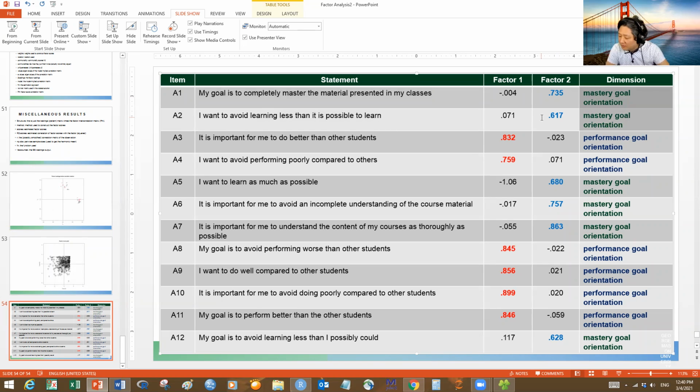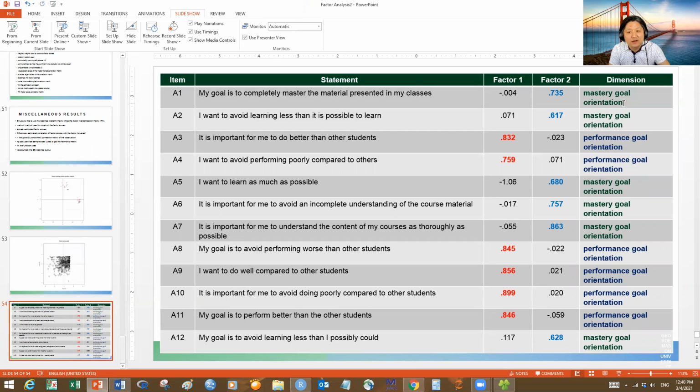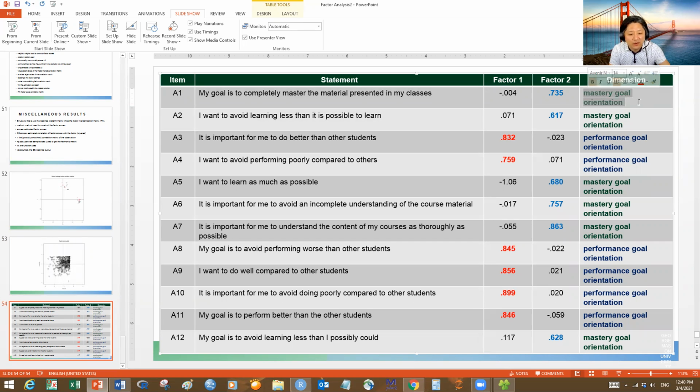For observation 52, his factor 1 score is -3, and his factor 2 score is almost -3. So how can we interpret it? That means he has a very low level of mastery goal orientation, and also a very low level of performance goal orientation.